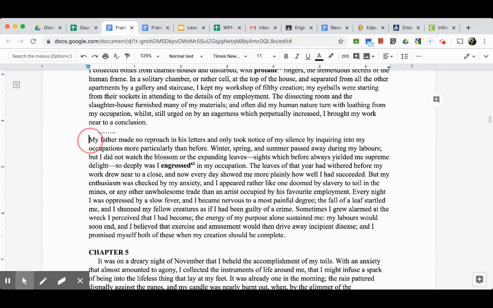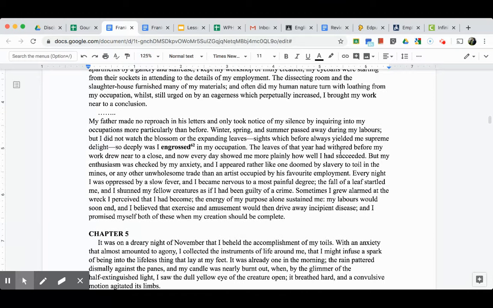Okay, almost done. My father made no reproach in his letters and only took notice of my silence, my inquiries into my occupations, more particularly than before. Winter, spring, and summer passed away during my labors. So he has spent almost a whole year building this creature. But I did not watch the blossom or the expanding leaves, sights which before always yielded me supreme delight. So he's not paying attention to nature. I was deeply engrossed or obsessed in my occupation.